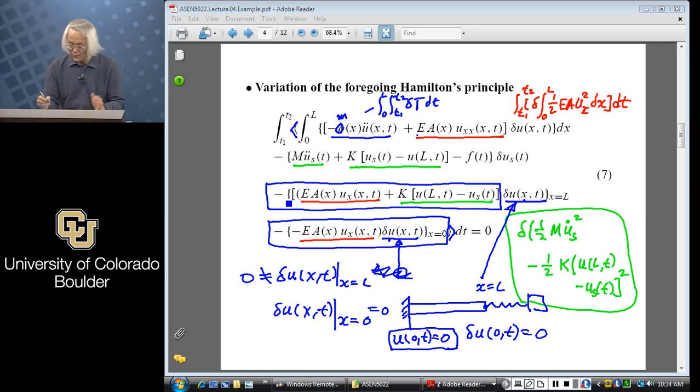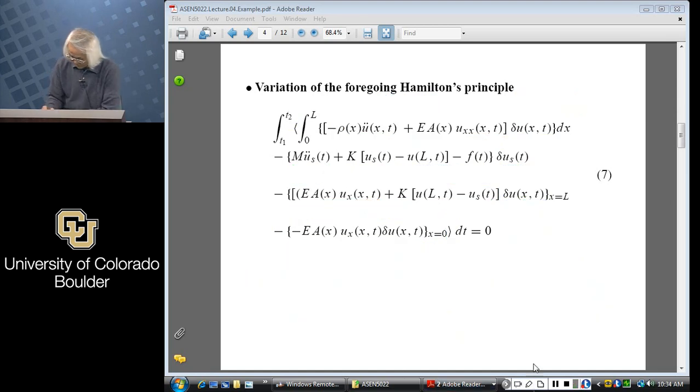All right? Therefore, what's left is these 2 guys, and these are arbitrary inside the domain. Therefore, in order for this to be 0, this has to be 0, because US is an independent variable from the continuum variable. Therefore, this expression has to be 0, and that expression has to be 0. So let me clear that up. Yeah, we still have time. So this one is 0 due to essential.